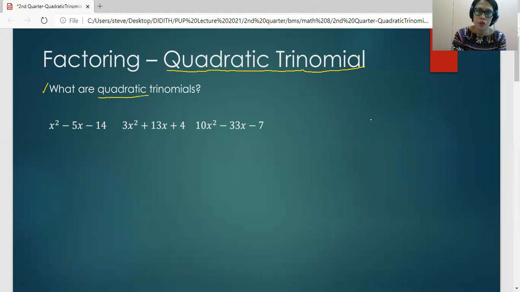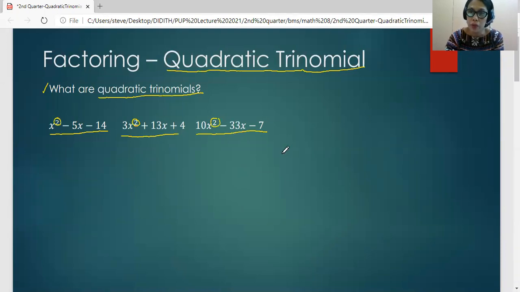We're going to factor a polynomial with three terms. That's why it's trinomial. And then quadratic in form, so the degree is 2. So these are all examples, class, of quadratic trinomials. Look at the degree of each polynomial. The degree is 2. And by inspection, each polynomial here has three terms.